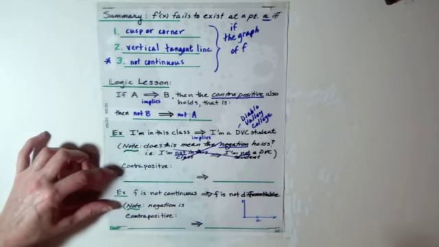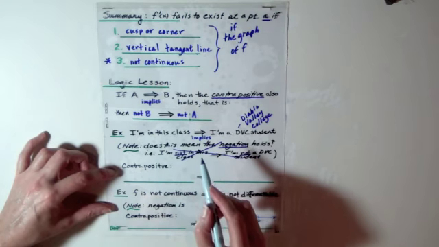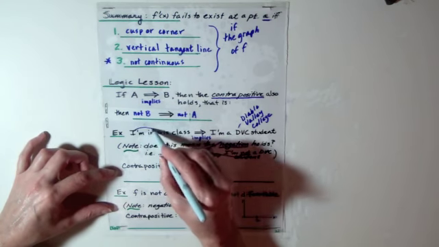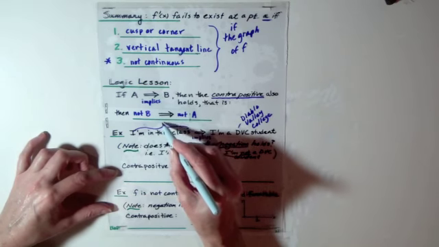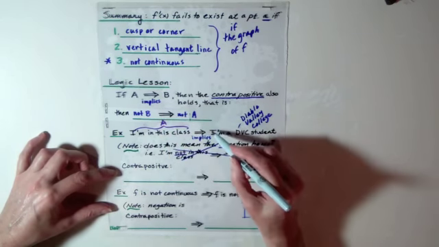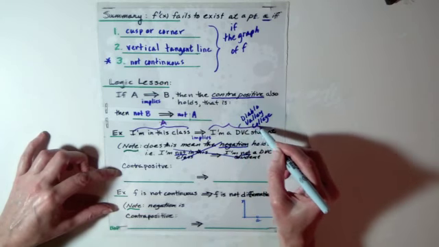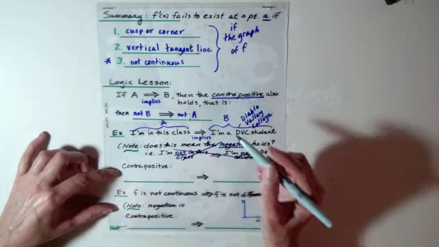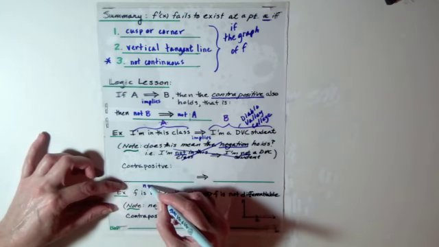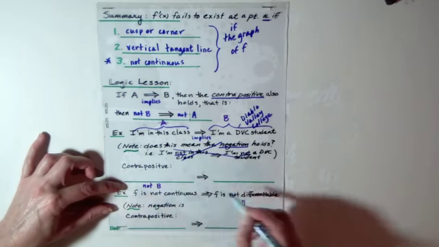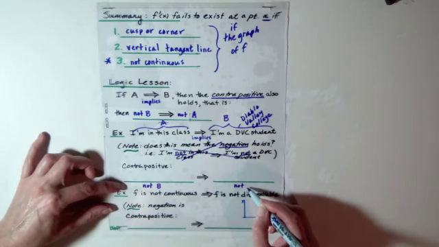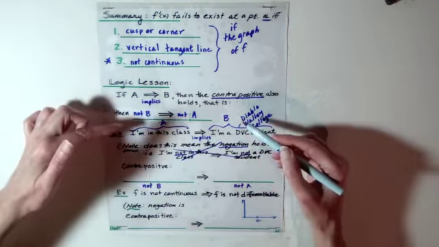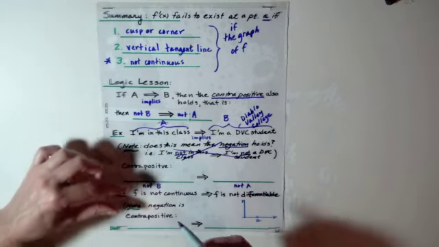But the contrapositive should hold. So what I'm going to do is the contrapositive. This is my statement A, and this is my statement B. And what the contrapositive should be is not B should imply not A. So you take the opposite of both statements and you turn the order around.